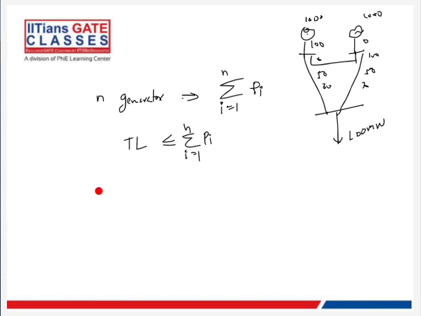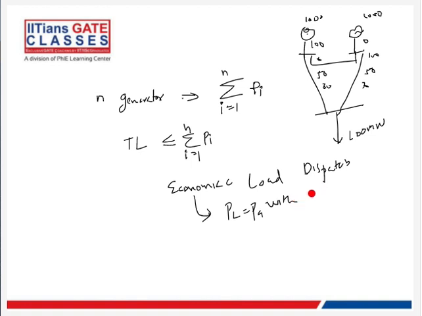So what is the criteria over here? Deciding how much each generator is generating is called load dispatch. And economic load dispatch is when we consider the cost of power generation. So the objective is to meet PL equal to PG with minimum cost.